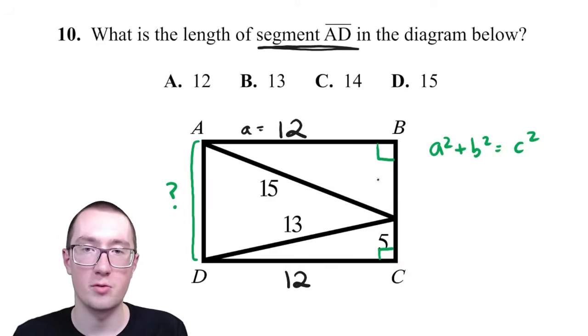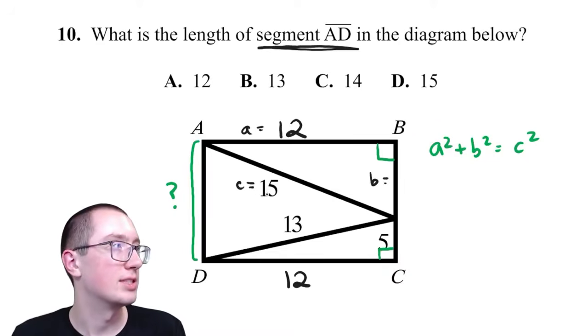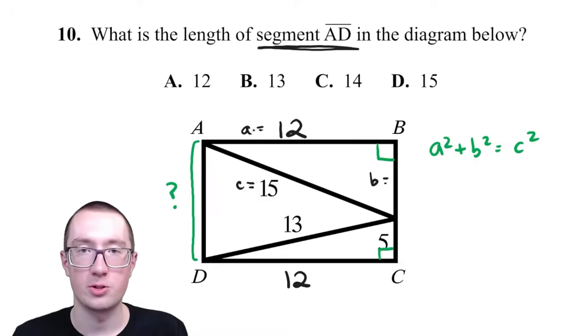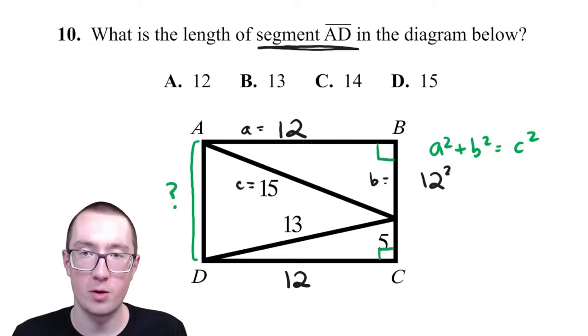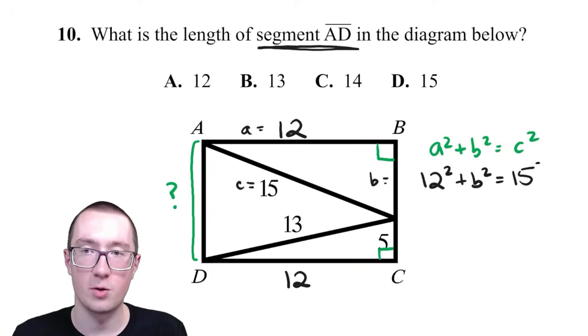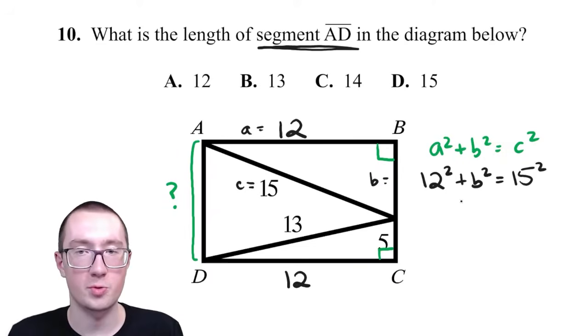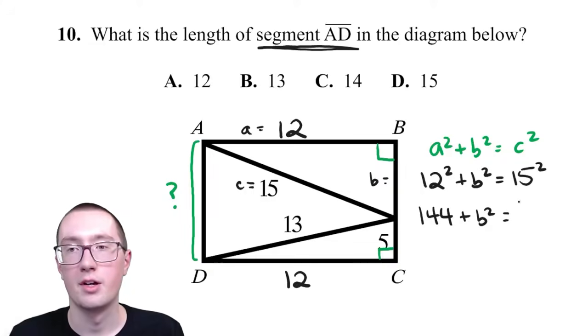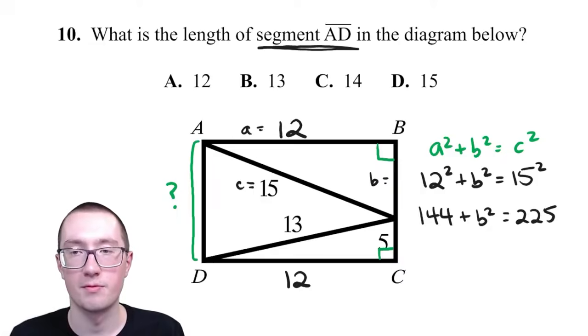I'm going to say A is 12, B is what we're looking for, and C has to be 15 because C is our hypotenuse, our diagonal side. So A is 12, 12 squared, plus B squared, because we don't know what B is yet, and C is 15, so 15 squared, right? So 12 squared, that's 12 times 12, which is 144, plus B squared, that is whatever B is. And then 15 squared is 15 times 15, which is 225.